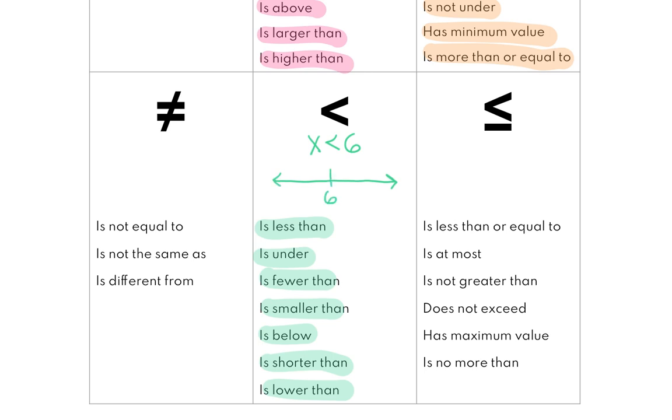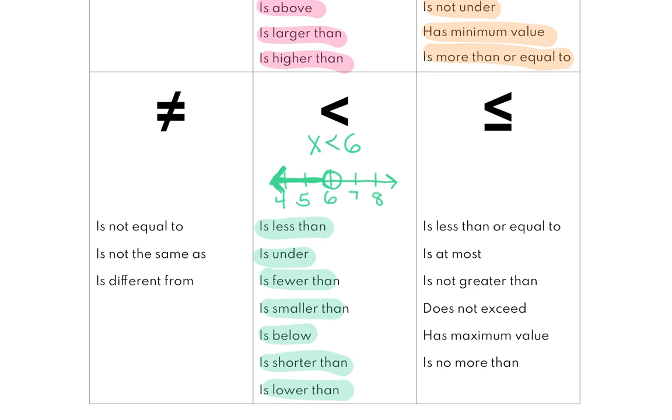We are going to put 6 in the middle of our number line because that is what we are comparing x to. And in this case, x cannot equal 6. It has to be less than 6. So we are going to use an open circle, and we are going to shade everything to the left, to the less than side of 6 to show that one.